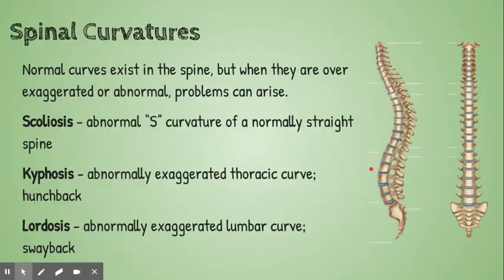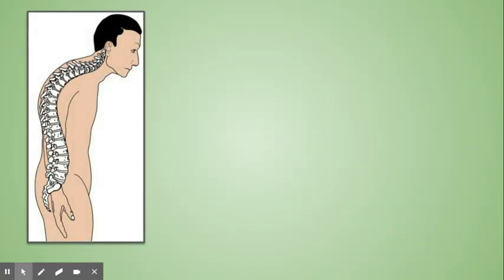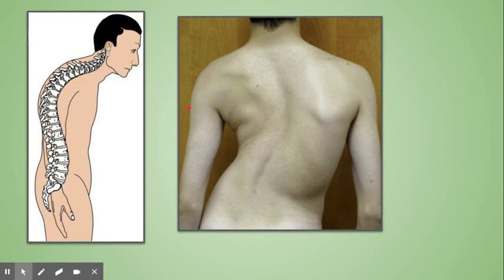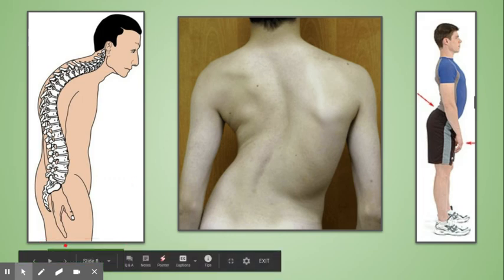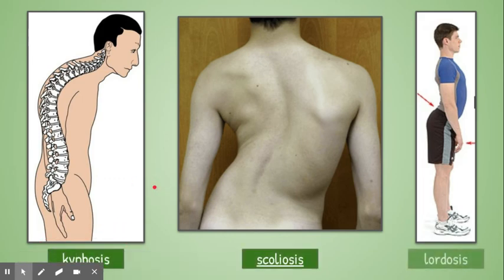So let's look at some pictures. This is kyphosis, where we have the exaggerated hump in the thoracic region. This is scoliosis. This is a very severe case, but it is scoliosis. And then this is lordosis, an exaggerated lumbar curve. There are a number of different ways that we can fix these problems: the kyphosis here, scoliosis, and then lordosis.